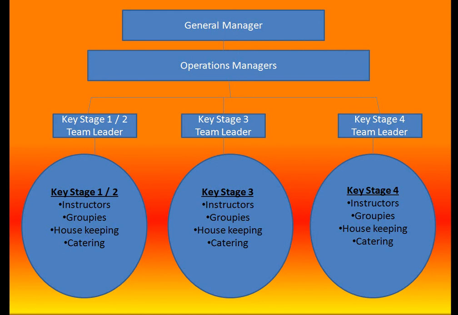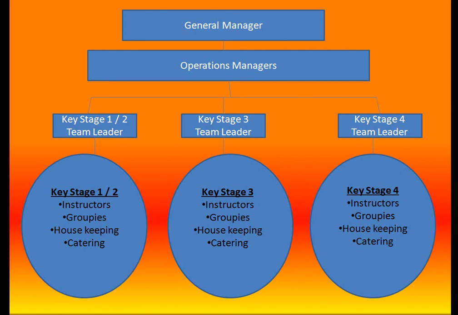We would have in that team instructors, groupies, housekeeping and catering staff, and all of that team would just deal with younger students. Key Stage 3, we'd have the same. Key Stage 4, we'd have the same. So workers would just get used to dealing with one age group of customers. So, for example, the foods that Key Stage 4 kids like to eat might be different, so the catering staff might need to think about the options in terms of what they cook.